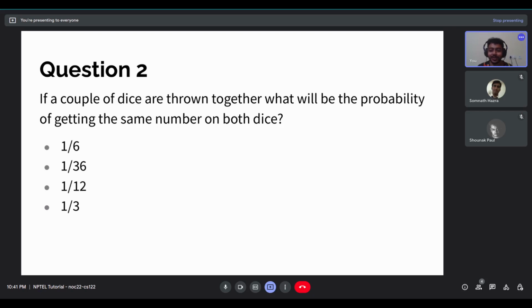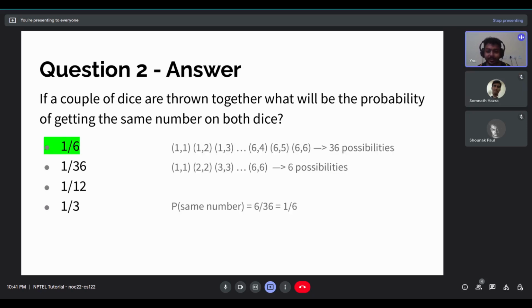Okay, question 2. This is a pretty easy question. If one of you can answer this question, it will be good. If a couple of dice are thrown together, what will be the probability of getting the same number on both dice? Can any one of you answer? It will be 1 by 6, I guess. Yes, that's the correct answer.